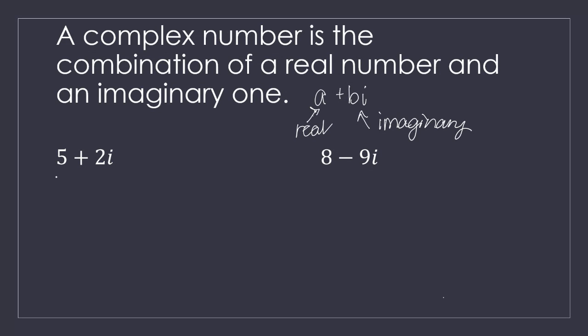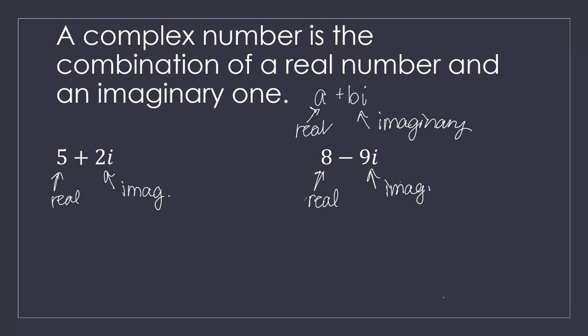You can see here that 5 would be the real number, and 2i would be the imaginary. We cannot combine them. It's not 7i, okay? You cannot combine a real and an imaginary part. You have to keep them separate. So same with this next one. 8 is the real part, and then 9i is the imaginary part, okay? So it's important to know which part is which.